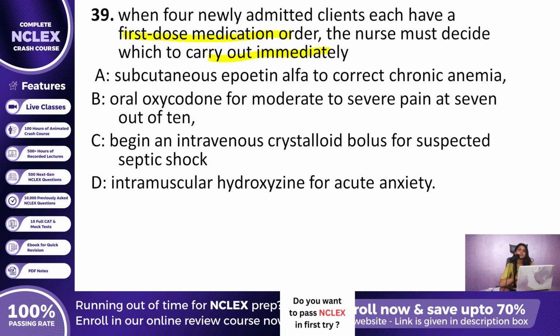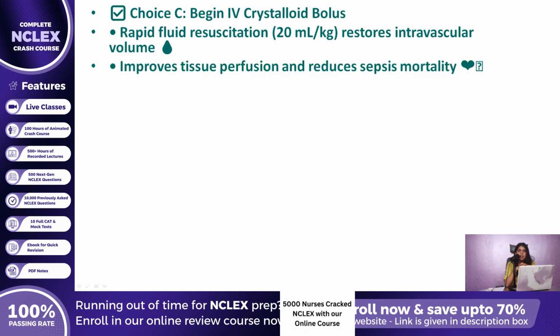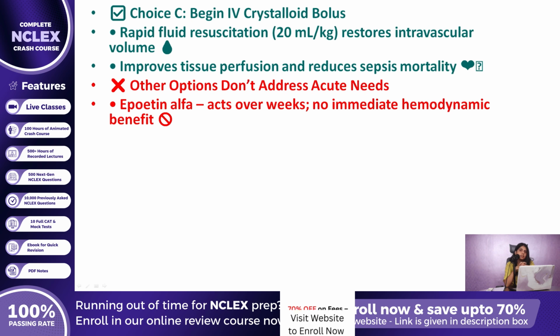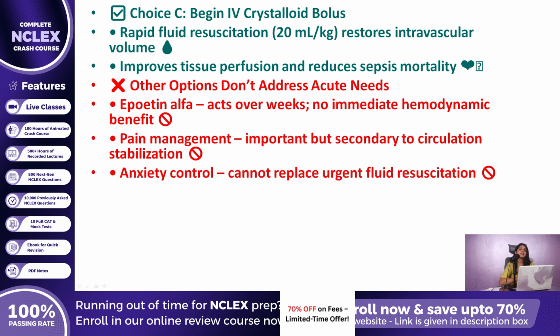Begin an intravenous crystalloid bolus, because timely fluid resuscitation in sepsis restores circulating volume, improves tissue perfusion, and reduces mortality. A rapid infusion of 20 milliliters per kilogram of crystalloid is the cornerstone of immediate management. Epoetin alfa works over weeks to enhance erythropoiesis and does not address acute physiology. Pain management, while important, must follow hemodynamic stabilization, and anxiety control cannot supersede the need for emergent circulatory support.